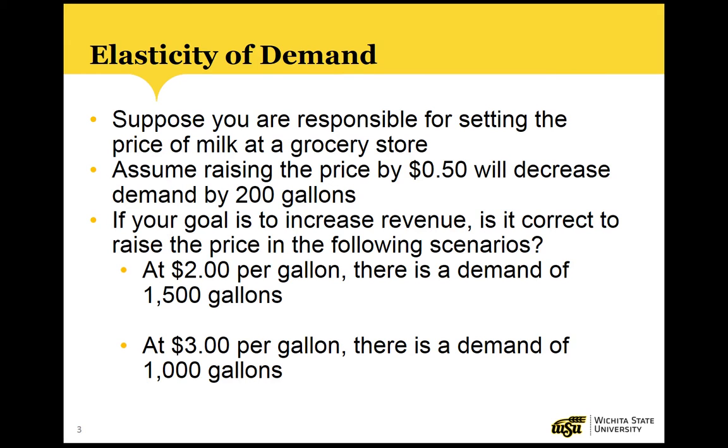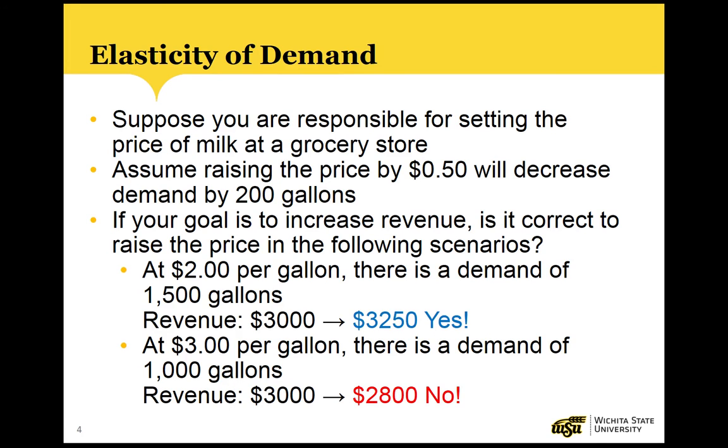At $2 per gallon, there is a demand of 1,500 gallons, and at $3 per gallon, there is a demand of 1,000 gallons. If we calculate the changes in revenue, we see that the revenue at $2 per gallon increases from $3,000 to $3,250. So it is correct to raise the price.